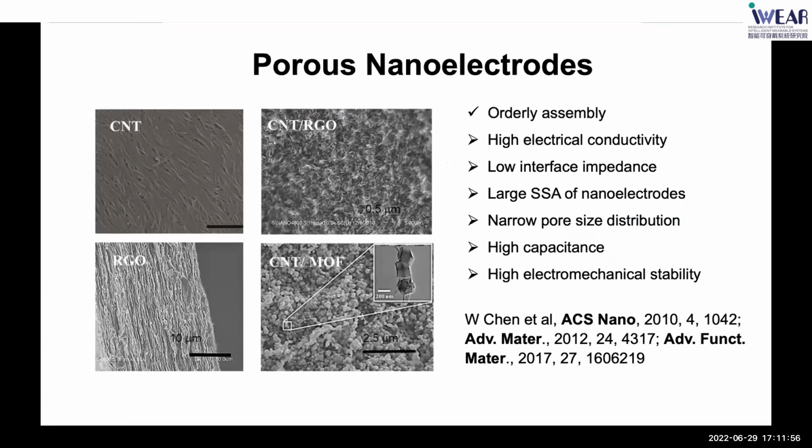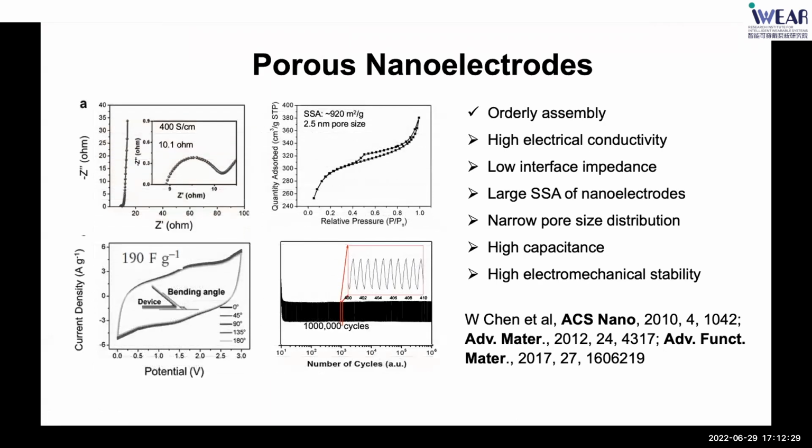Yeah, in the following work, we fabricate different kinds of high quality porous nanoelectrodes in our lab. Here, high quality has two meanings. The first means we can control the microstructures of the nanoelectrodes. For example, the CNT can be oriented, and also the MOF structure can be strained with the CNT to keep good conductivities.